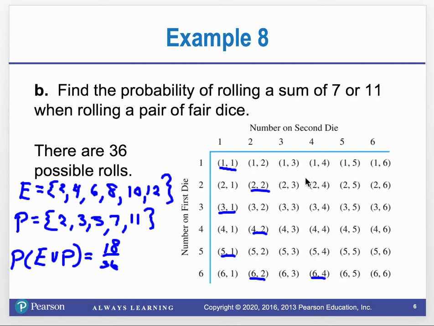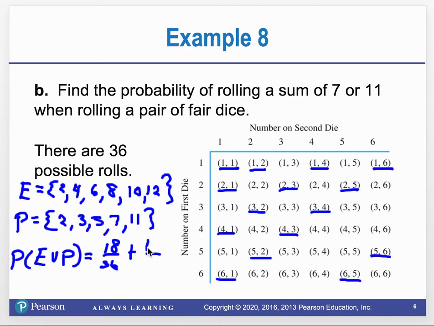All right, and then because we're doing an OR again, I just want to find out how many give me a prime number. Prime numbers are 2, 3, 5. So there's 1, 2, 3. Here's my row of 5s. 4, 5, 6, 7, 8, 9, 10, 11, 12, 13, 14, 15 out of the 36 are prime numbers.